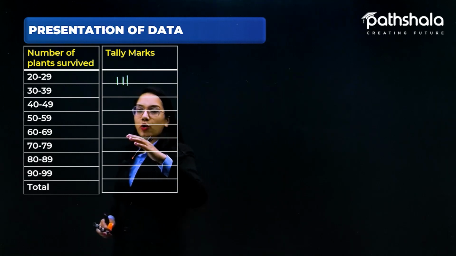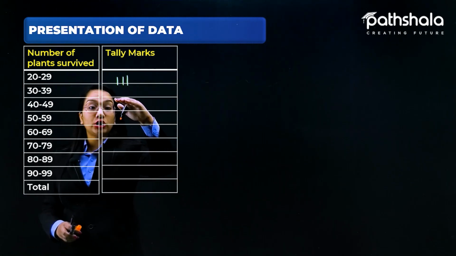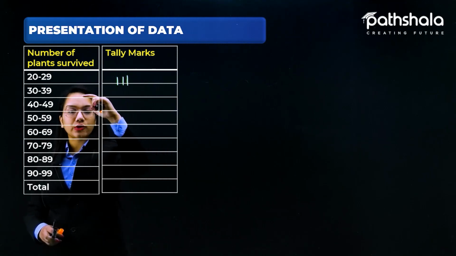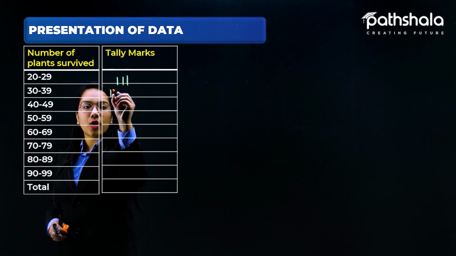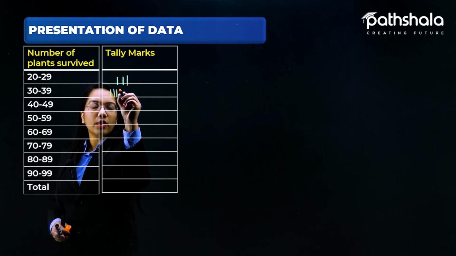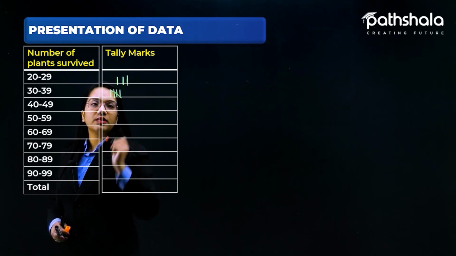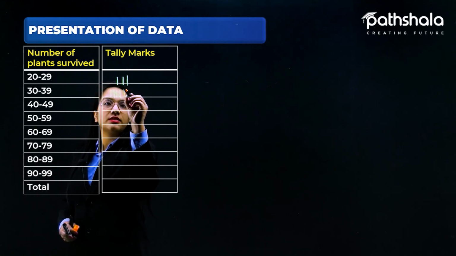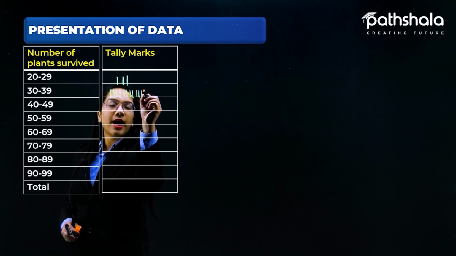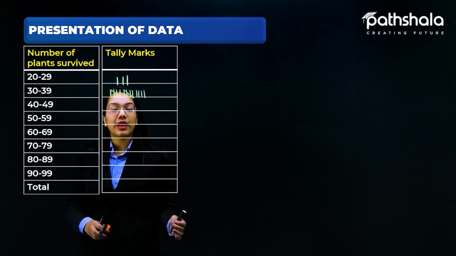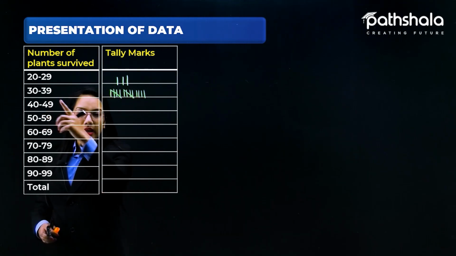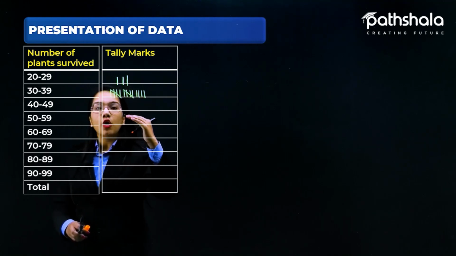Further, for 30 to 39, we have 14 elements lying in between. Let's write them in the formation of tally marks. This is 1, 2, 3, 4, and this is 5, and further 6, 7, 8, 9 and 10, 11, 12, 13 and 14. So we have 14 numbers lying in the interval 30 to 39. In a similar manner, I'm moving on to 40 to 49.